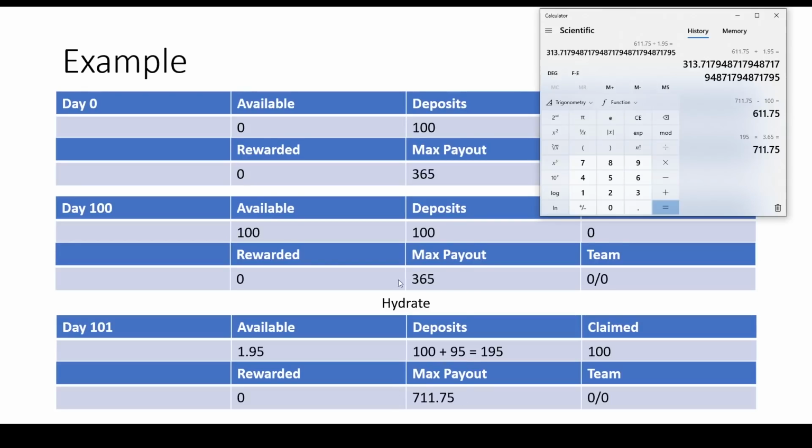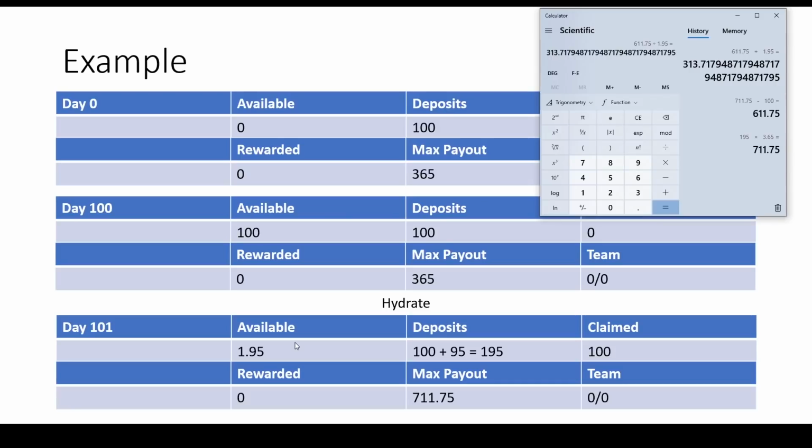Remember, my max payout used to be 365, but when I hydrated, my max payout went up because I added to the deposits, and max payout is always deposits times 3.65. Okay, so it's not simple, and there's no simple answer. It depends on how often you hydrate, how much you hydrate. It depends on the timing of it. You know, did you wait a long time and then hydrate? All of that matters.